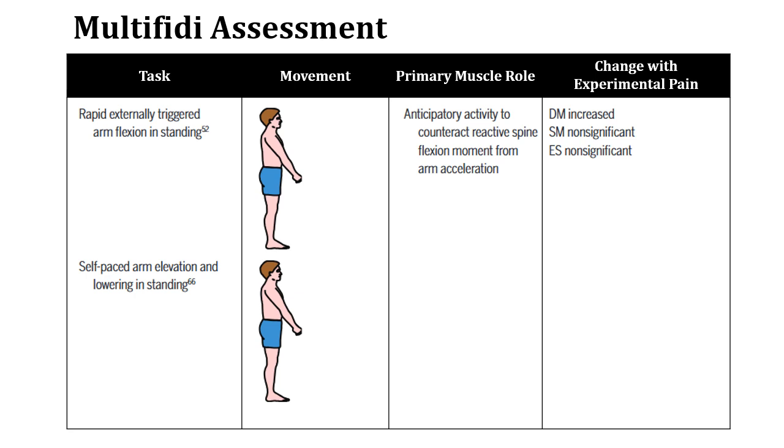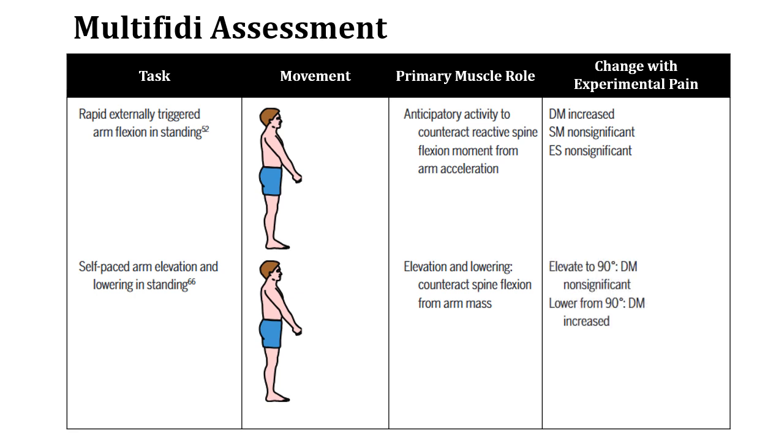However, with the self-paced arm elevation and lowering in standing, again, the primary role of the muscles, with elevation and lowering, is to counteract the spinal flexion from the arm's mass. And then when we see this in the presence of at least acute pain, with elevation to 90 degrees the deep multifidi don't have any real significant changes, but with the lowering, there is an increase in the deep multifidi, adding to potentially more compression.